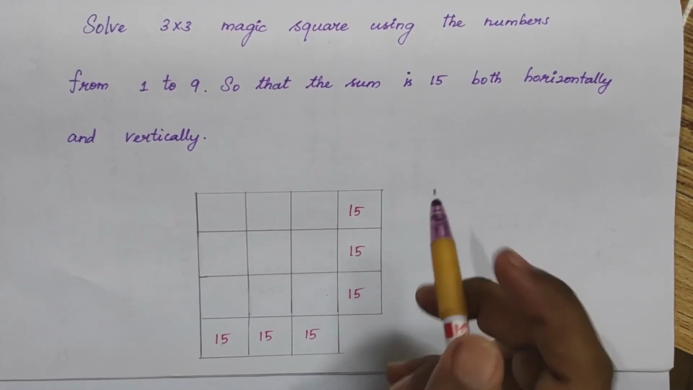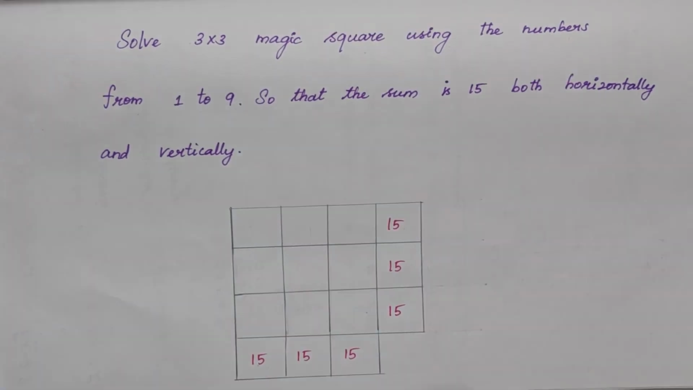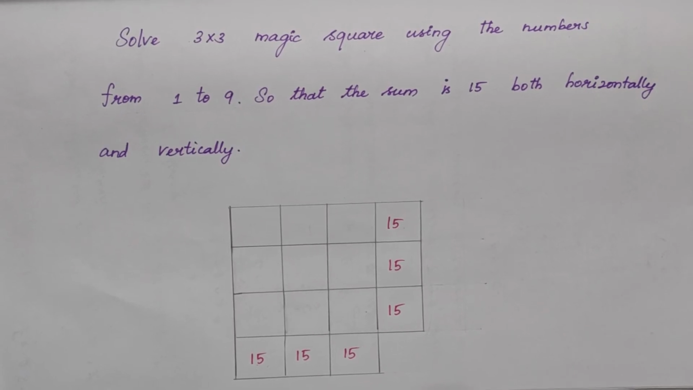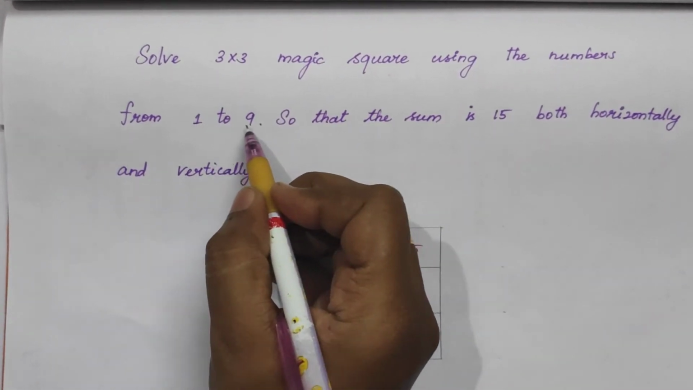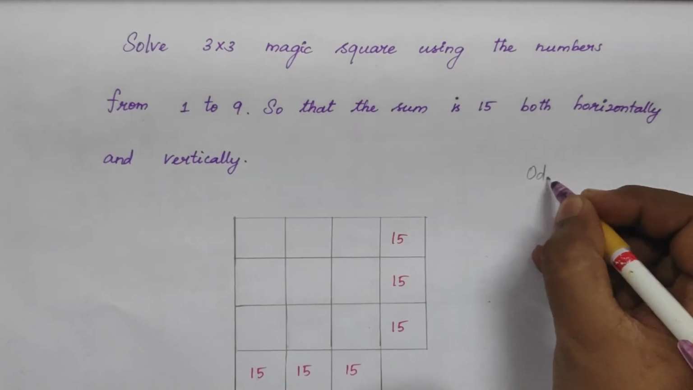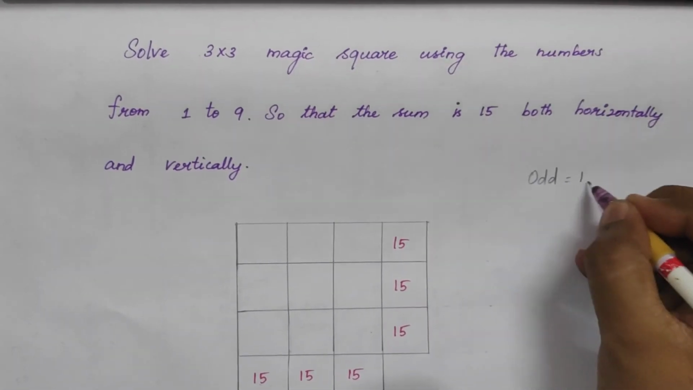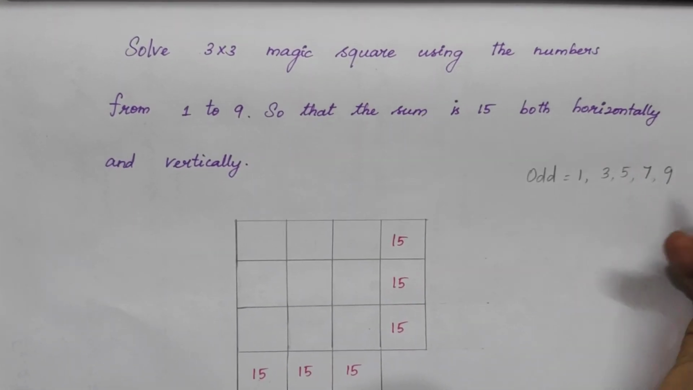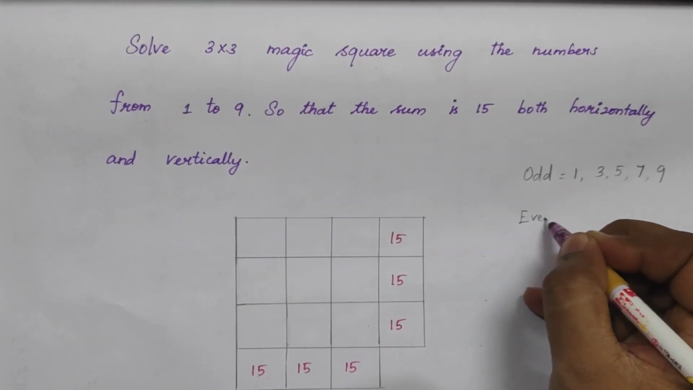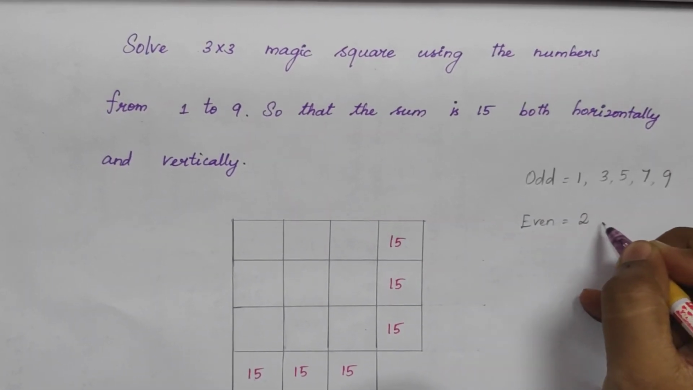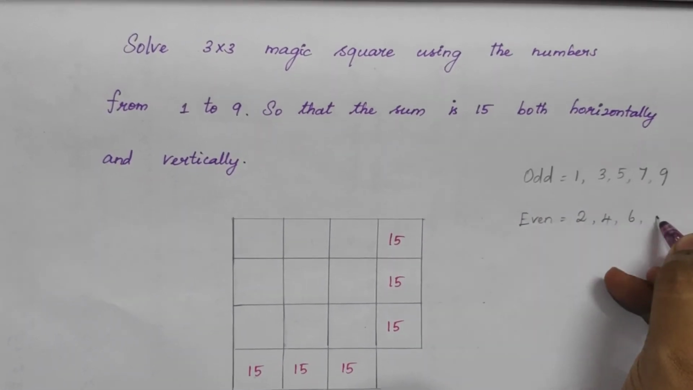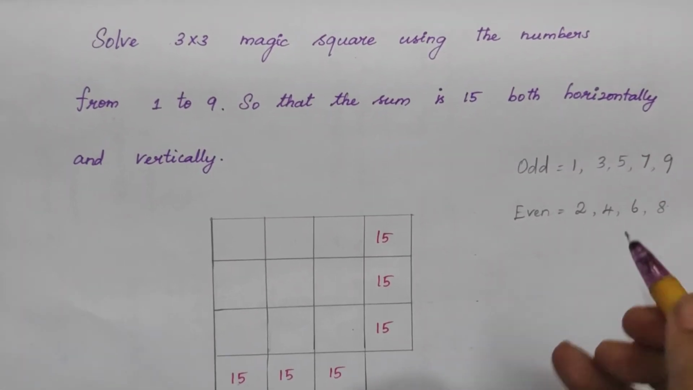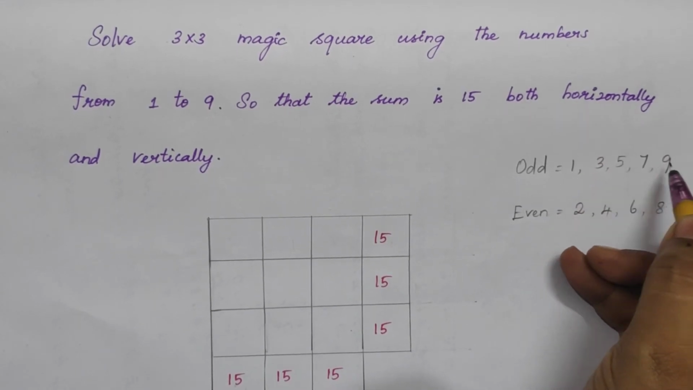I'll tell you a small easy trick. At first, we can separate the odd numbers and even numbers from the numbers 1 to 9. So the odd numbers are 1, 3, 5, 7, 9. And the even numbers are 2, 4, 6, 8. Let's place the odd numbers first. The odd numbers 1, 3, 5, 7, 9.